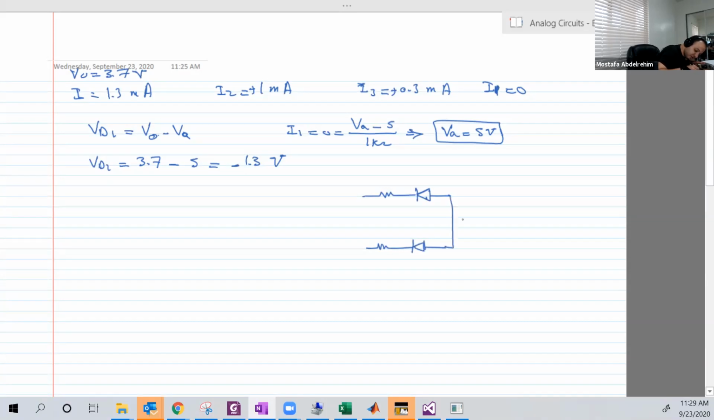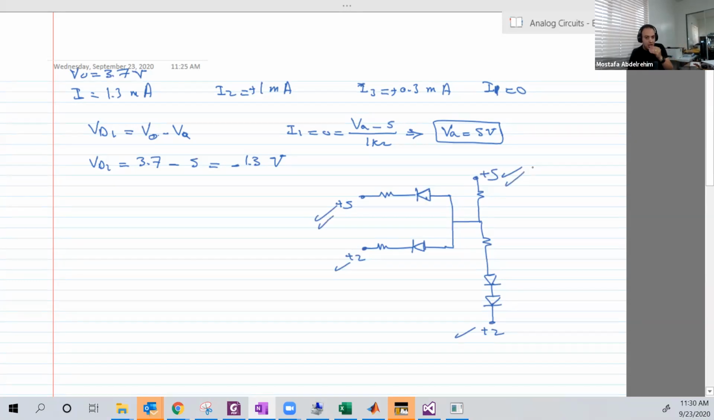But this is not based on forward or reverse. This is based on the sources, the batteries that you have in your circuit. So we have here 4 batteries, 2 of them with 2 volt and 2 of them with 5 volt. Higher values, okay?